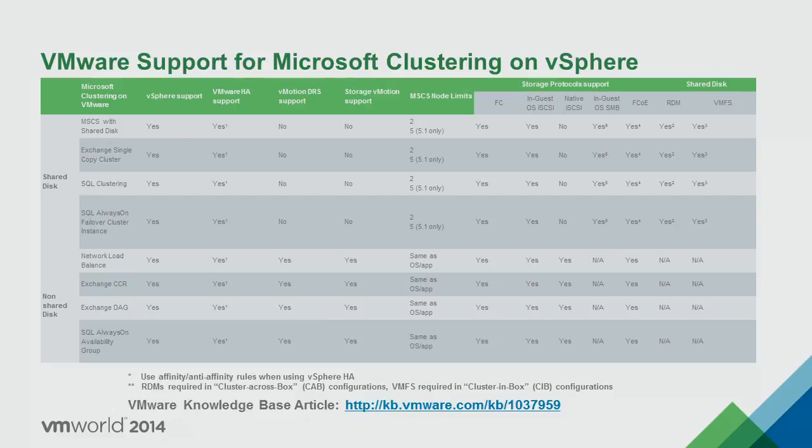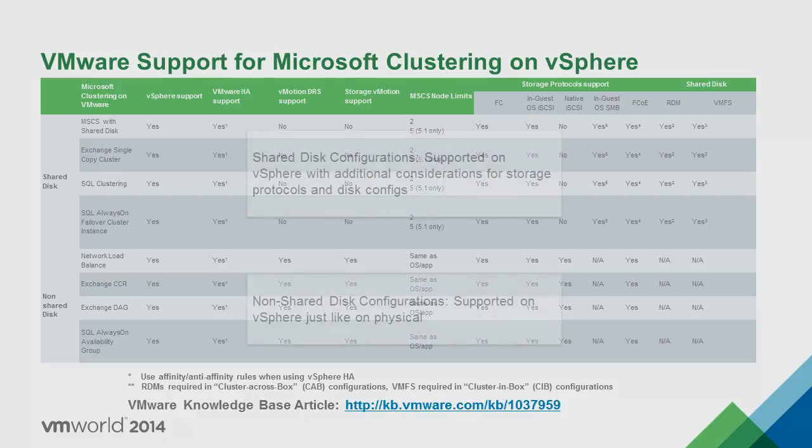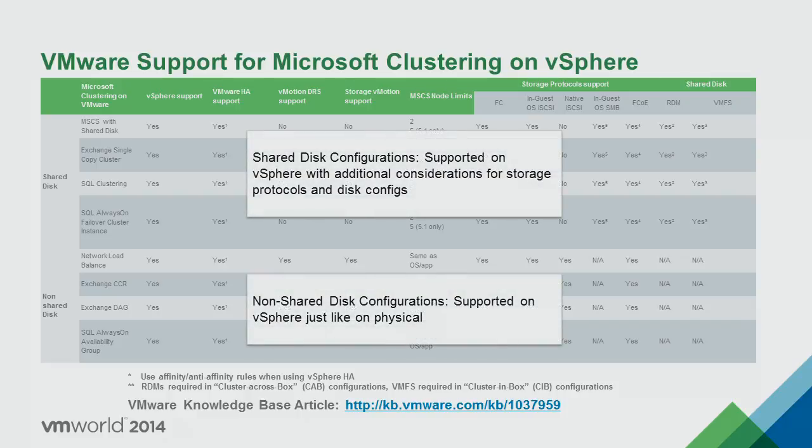Okay, so there really fundamentally are two types of clustering. There's shared disk and there's non-shared disk. Failover clustering is an example of shared disk. Non-shared disk is always-on availability groups or Exchange database availability groups. So our support stance is for shared disk configurations, we support it on vSphere with some additional considerations for storage protocol and disk configuration. In other words, you need to use RDMs is the example there.